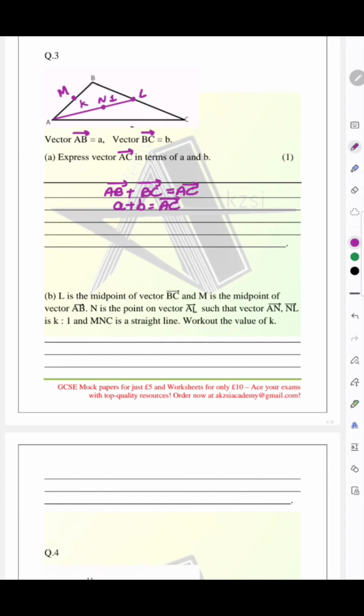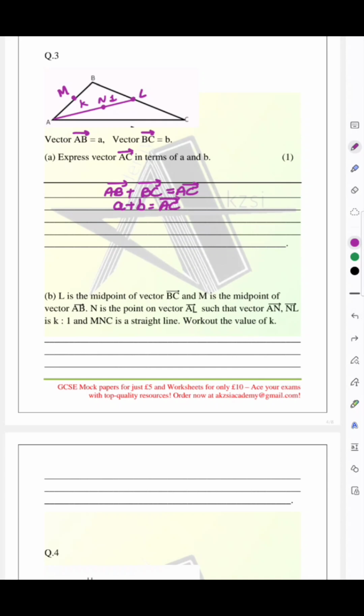For such questions where they're asking you to give the value of a ratio, in which ratio the line is being divided, and specifically if they have mentioned that this is a straight line, we have to use this to get the answer. Always remember this part. Whenever you have to prove or find something, but you read that MNC is a straight line, always start with that. This will give you the answer.